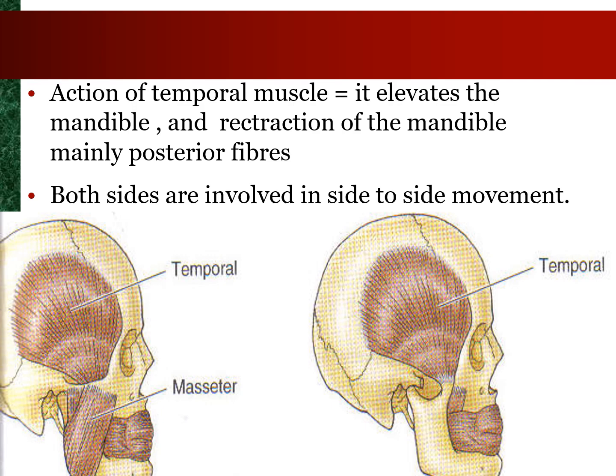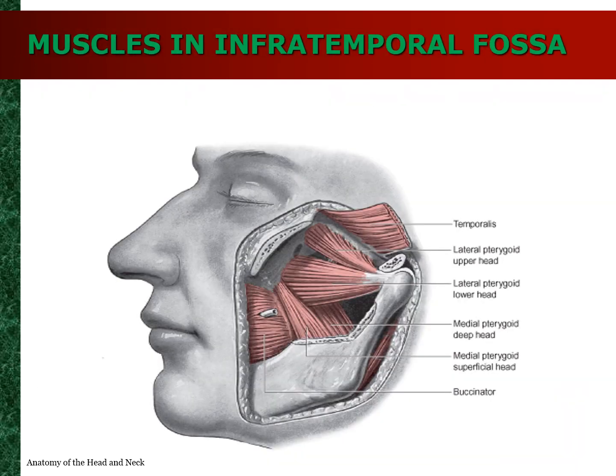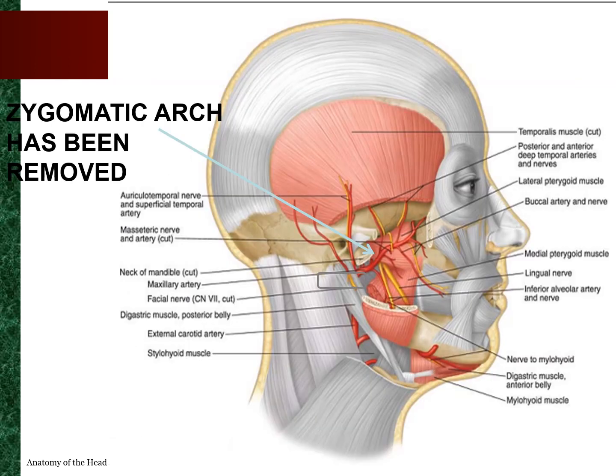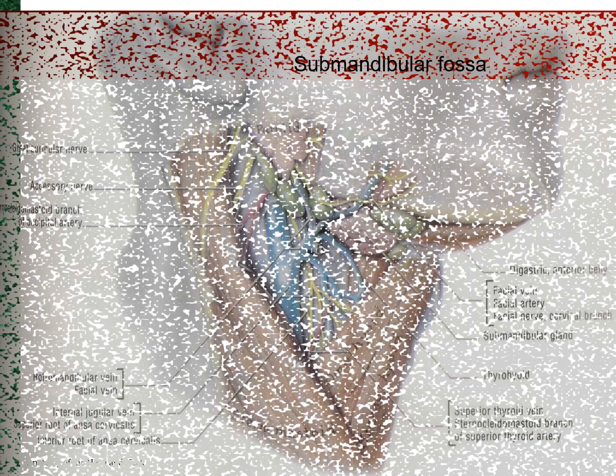Then the temporal region and the muscles of mastication. In the infratemporal region there are four muscles of mastication: medial pterygoid, lateral pterygoid, masseter and temporalis. These are the muscles in the infratemporal fossa used for mastication. Then the zygomatic arch, the maxillary artery and its branches and relations. In the infratemporal region, the TM joint is a compound variety; remember the movements of the temporomandibular joint.